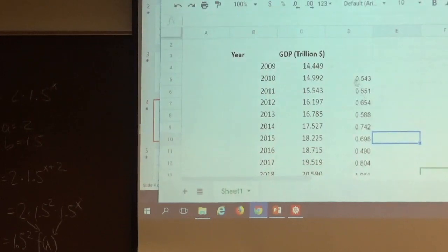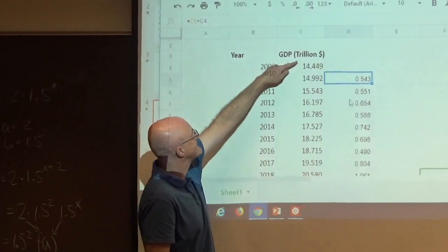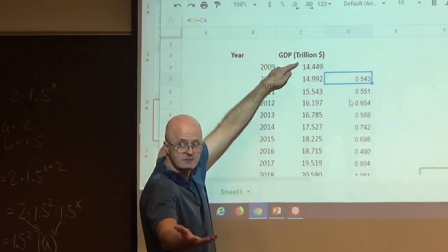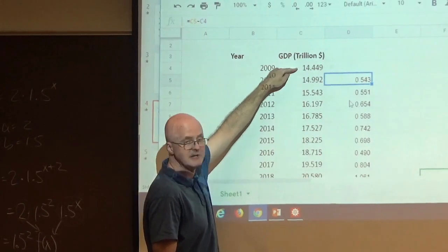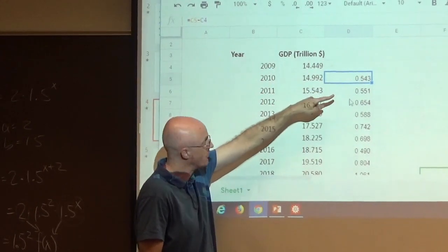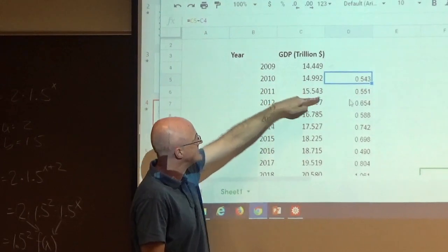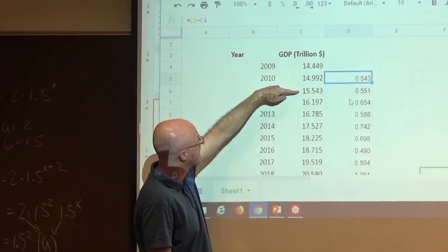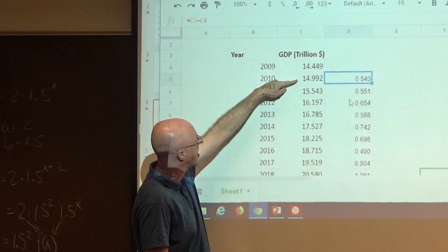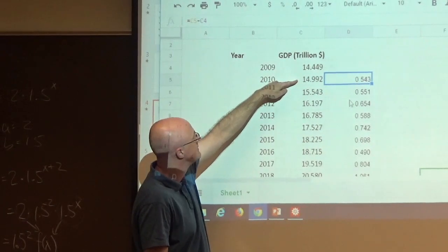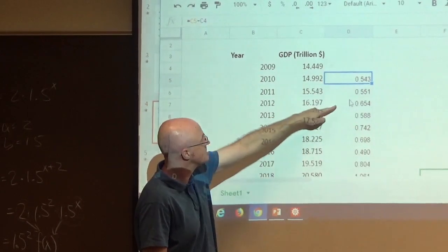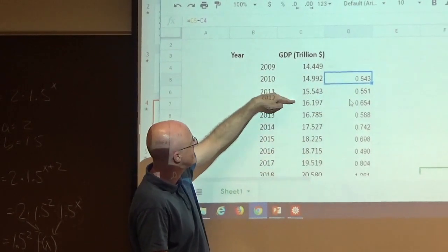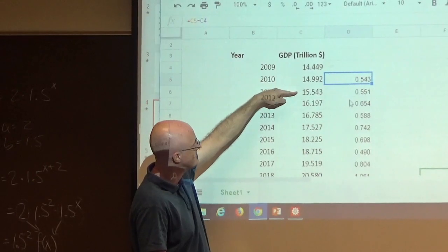It's automatically doing the right thing. 0.543 is indeed this minus this. Maybe you want to use your calculator to check that. Like 14.992 minus 14.449, you should get 0.543. The next number, 0.551, should be this number, 15.543 minus 14.992. Yeah, I can even do that in my head. The next one, 0.654, is 16.197 minus 15.543.